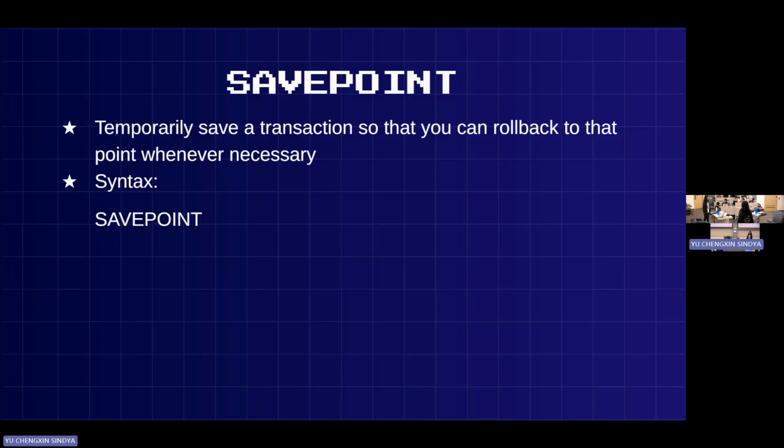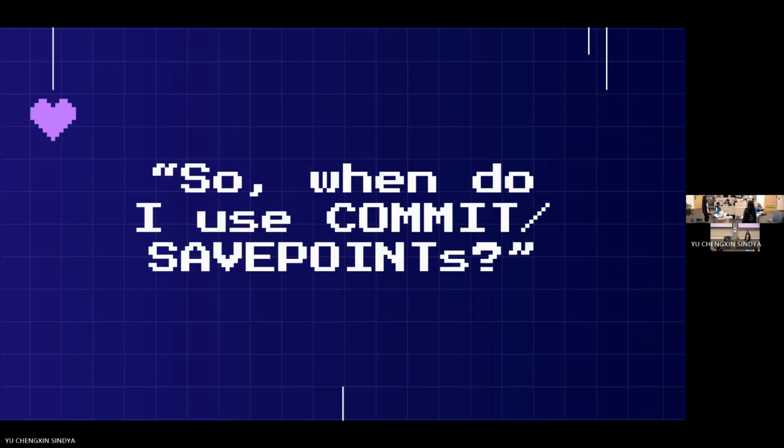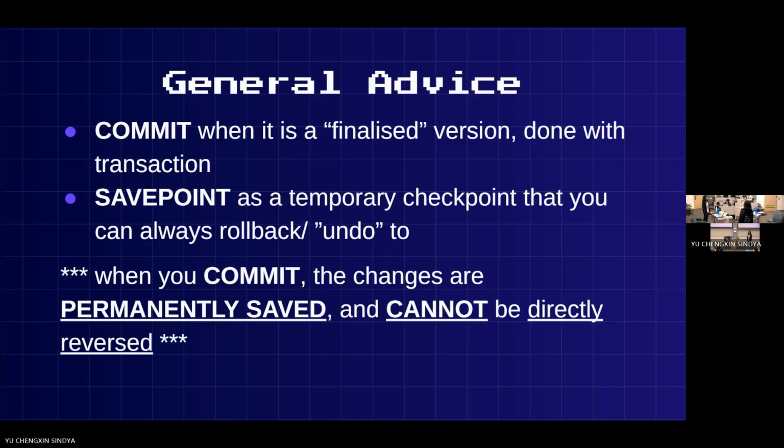Save point temporarily saves a transaction so that you can roll back to that point whenever necessary. And the syntax looks like this. So when do I use commit or save points? This is some general advice. Commit is when your database is completely finalized, you're sure you're not going to make any more changes, then you can commit it. Save point is like a temporary checkpoint that you can always roll back or undo to. If you commit, the changes are permanently saved and cannot be directly reversed.